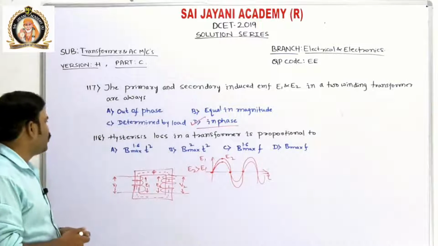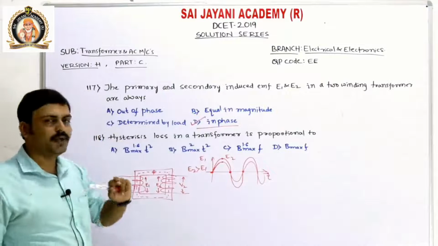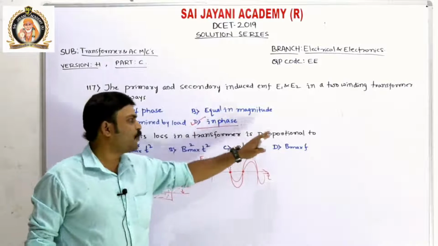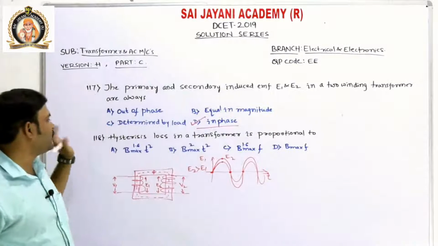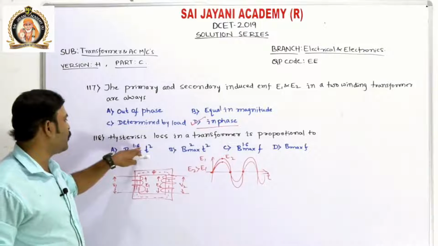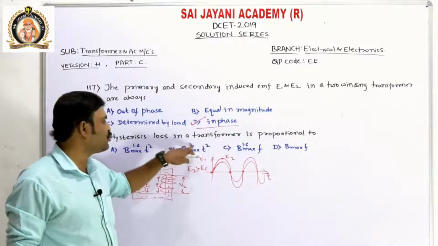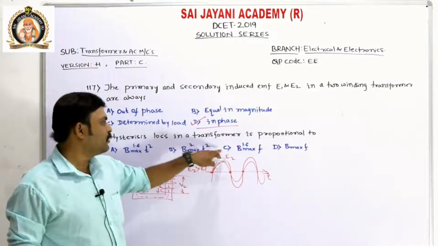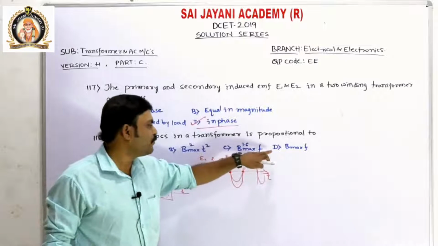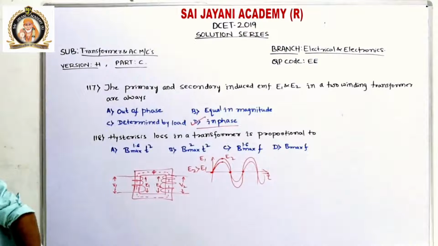Similarly, let us move on to the next question, question number 118. Hysteresis loss in a transformer is proportional to dash. See the options. Option A, Bmax raised to 1.6 into T square. Option B, Bmax raised to 2 into T square. Option C, Bmax raised to 1.6 into F. Option D, Bmax into F.